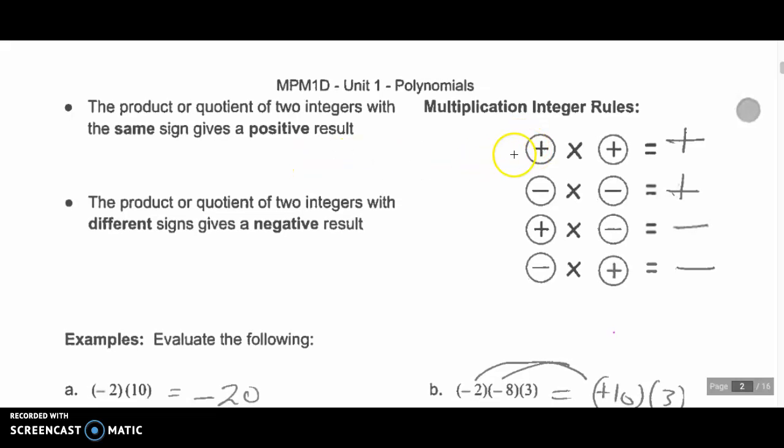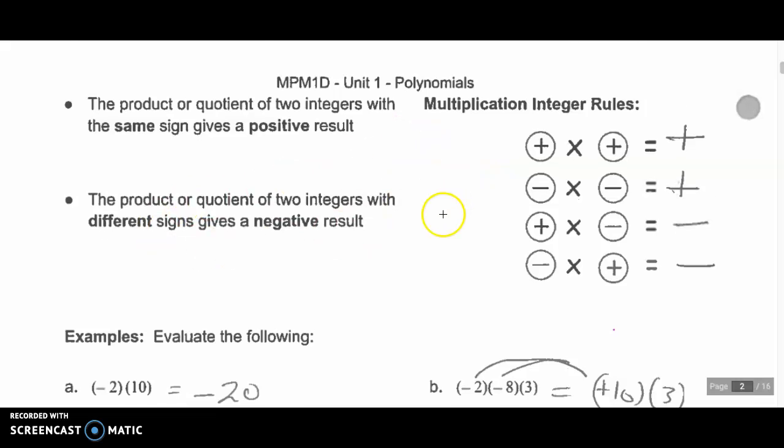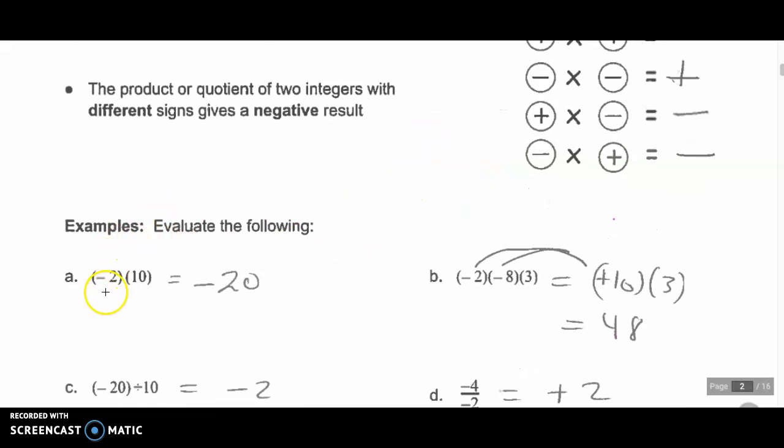The first thing you want to notice when you multiply integers is there's two parts to your answer. You're going to have a sign part and you're going to have a number part. So when you look at a question like this where you have -2 and 10, what you want to do is multiply the numbers to get 20. And then you look at the signs and you have one's negative, so your answer will be negative.